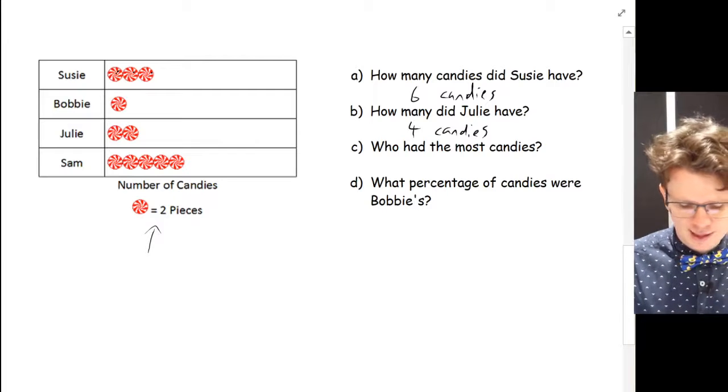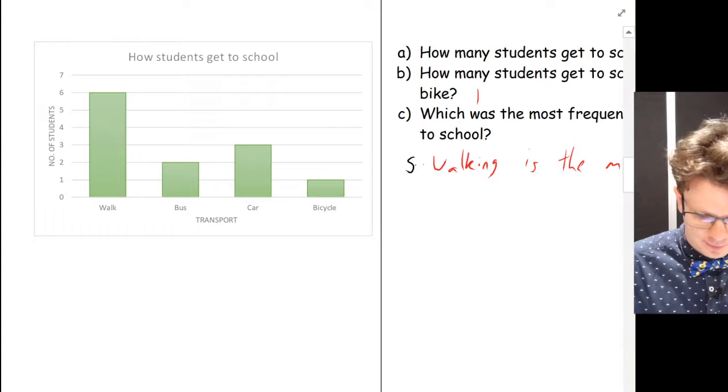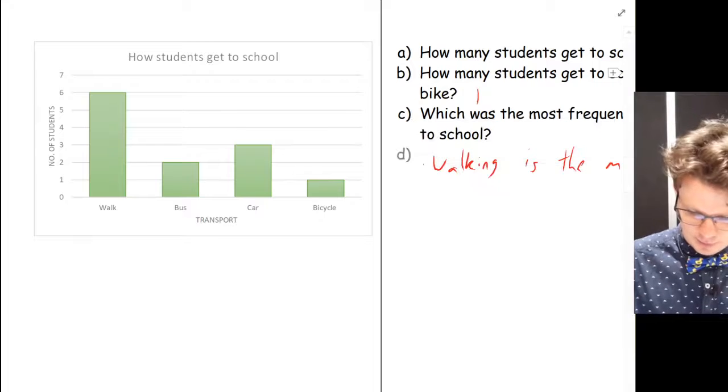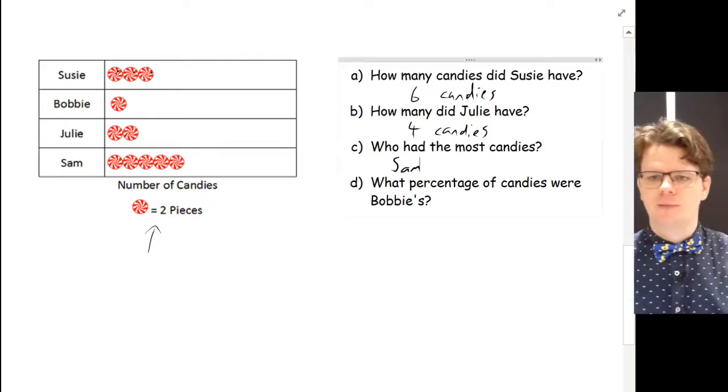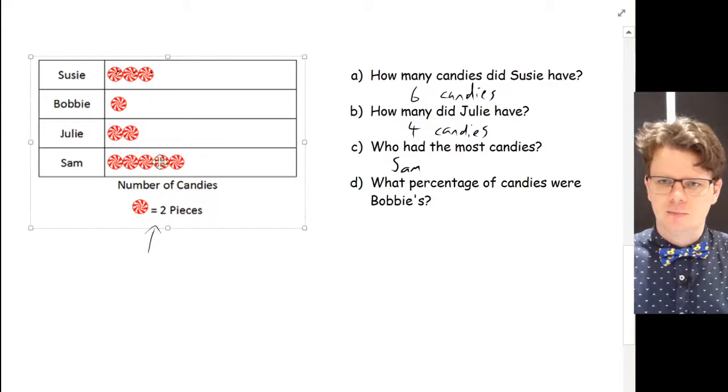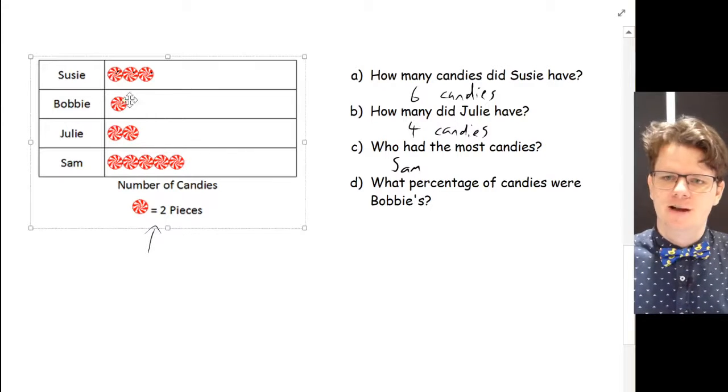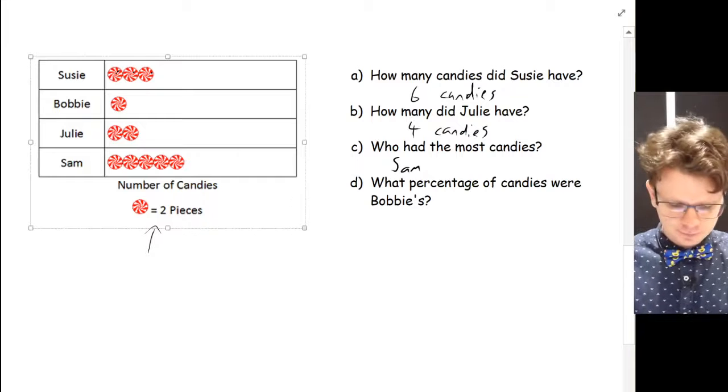Who had the most candies? Well, that'd be Sam, because you can see just from the picture, right, that he's got more than anyone else. He's got 5 and the others only have 4, 3 and 1.